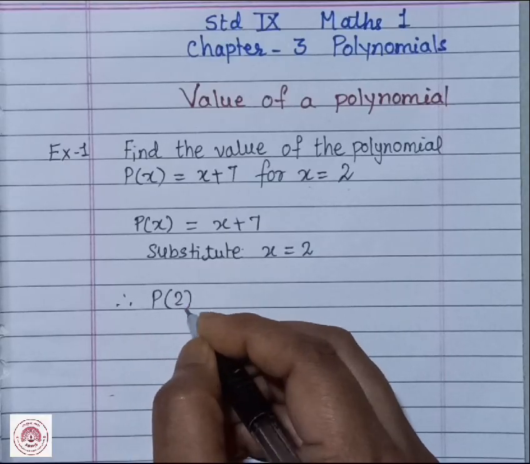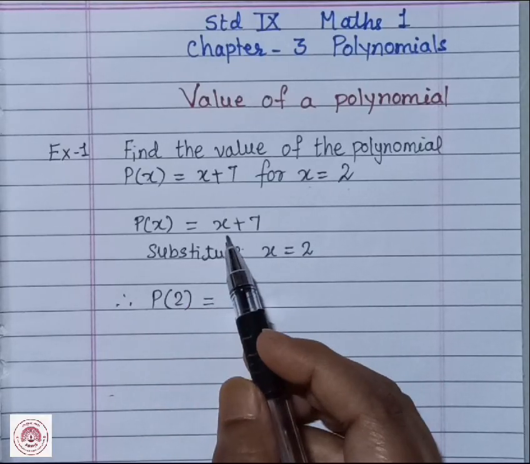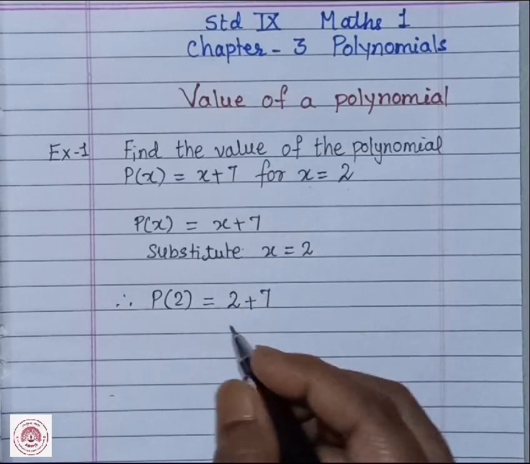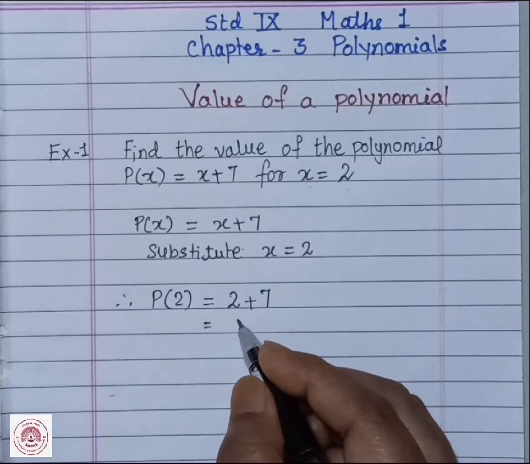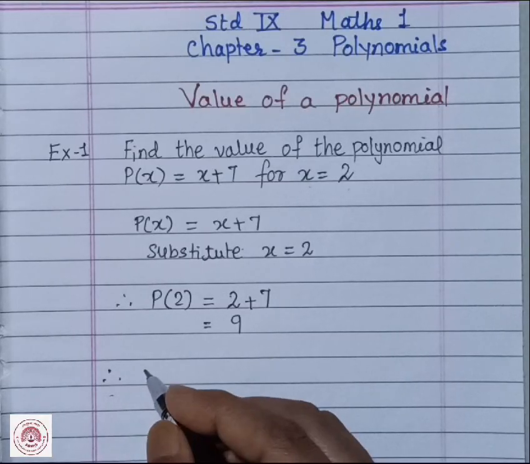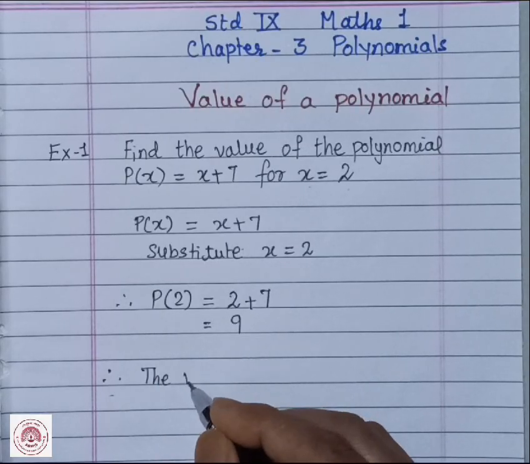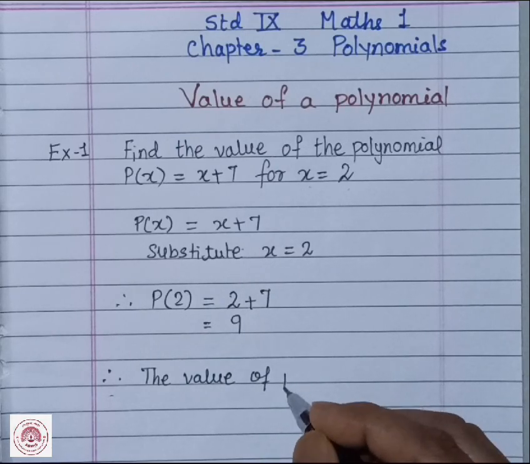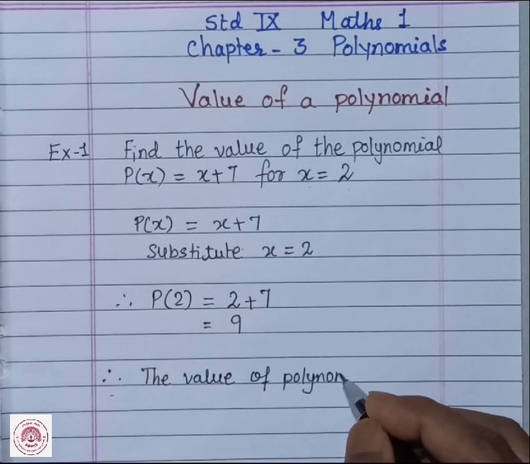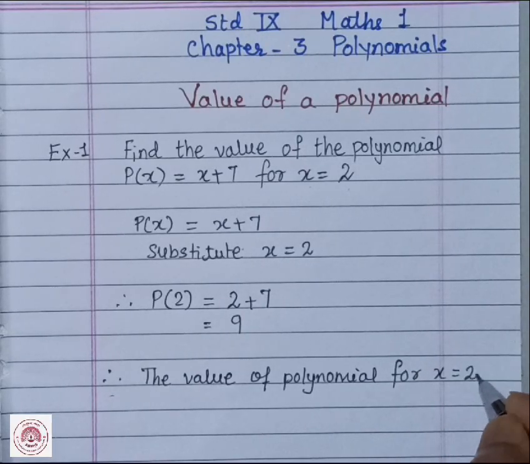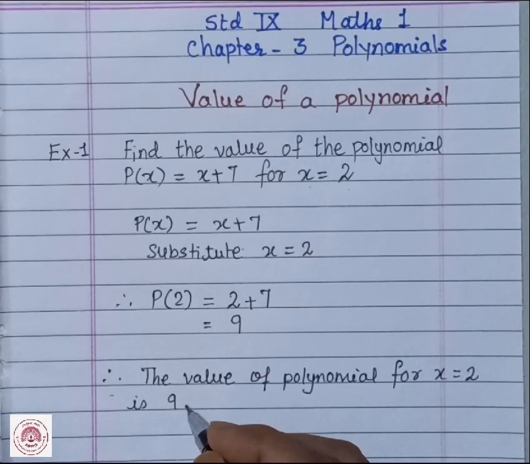So p of 2 is equal to, here we have x, so we will replace it by 2 again. So 2 plus 7, which is 9. So therefore the value of the polynomial for x equal to 2 is 9. Okay.